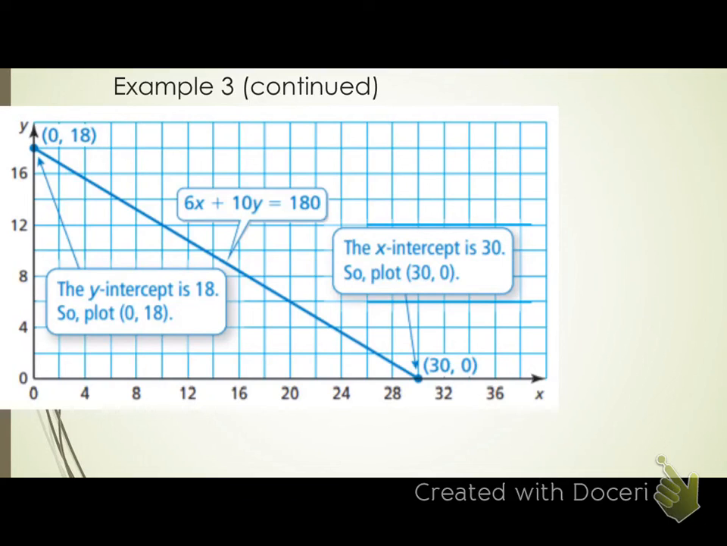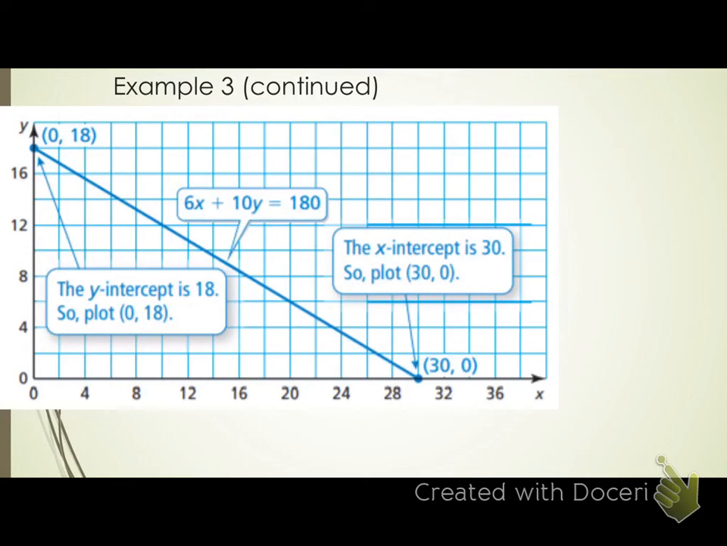for letter B. What's one? 25, 0? 25 would be about right here. So 25, 0 would be here. Is that on my line? No, so that's not a solution.